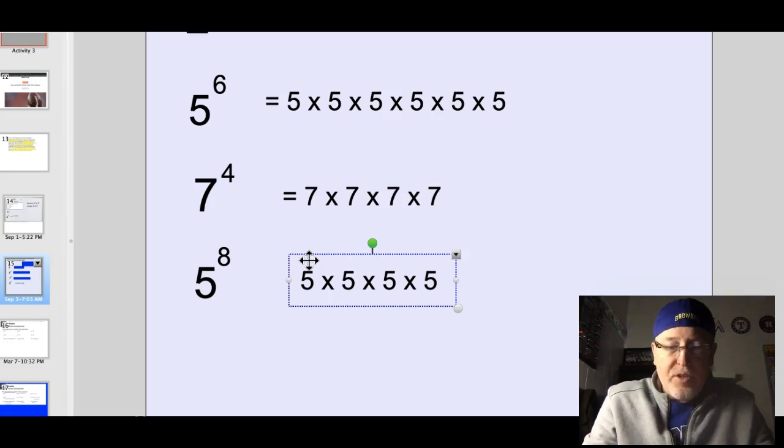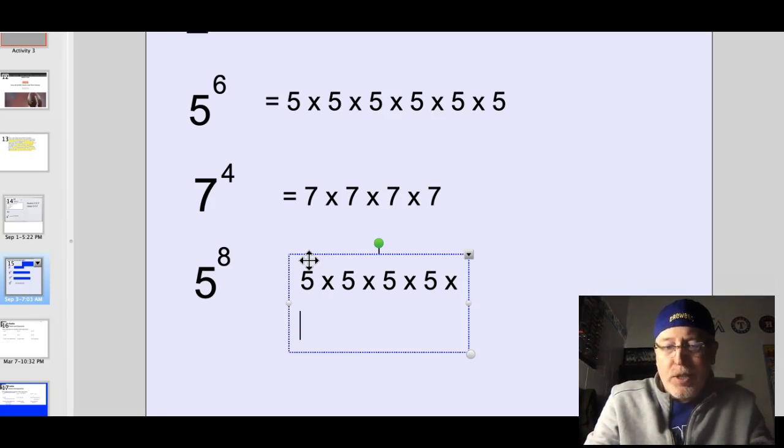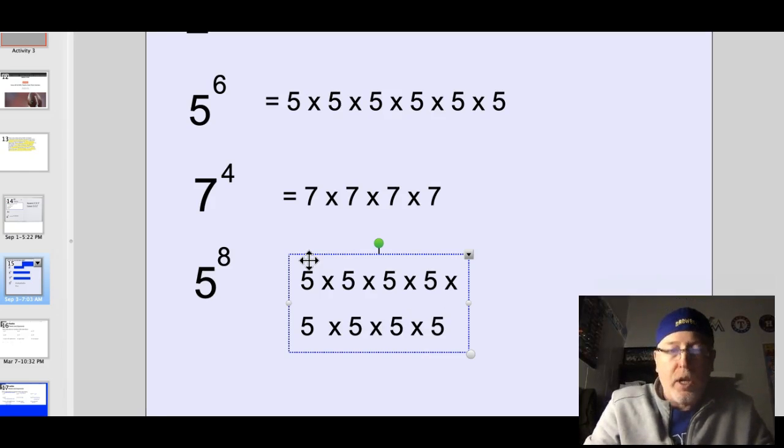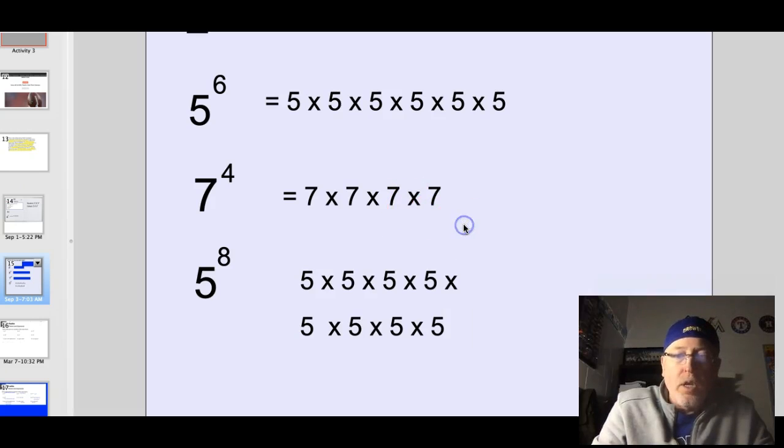Now I'm going to hit another times sign, but now I'm going to put them down below because it's easier for me then to line these up when I have 2 groups of 4. Just a little trick that helps you. Go for it. You can use it.